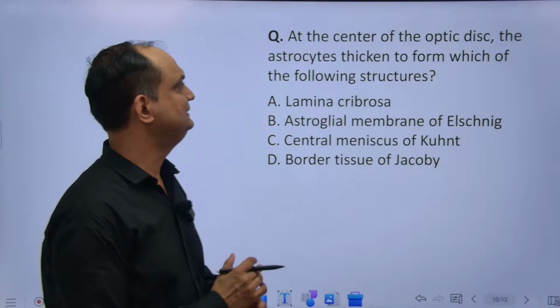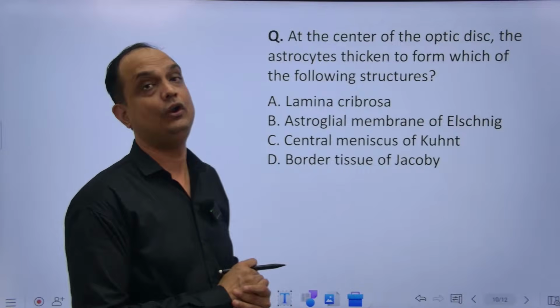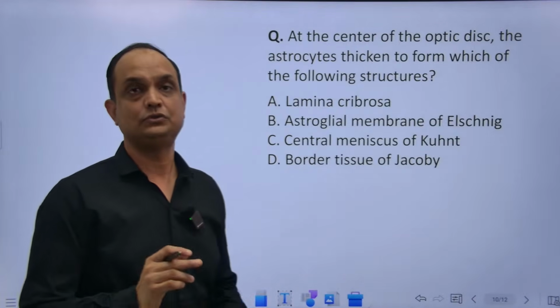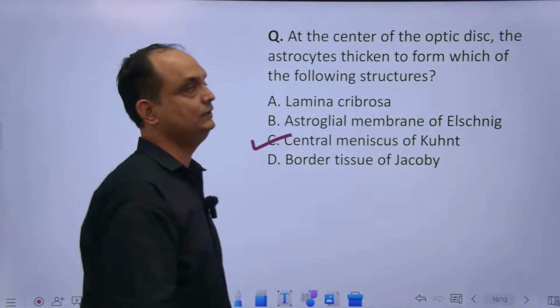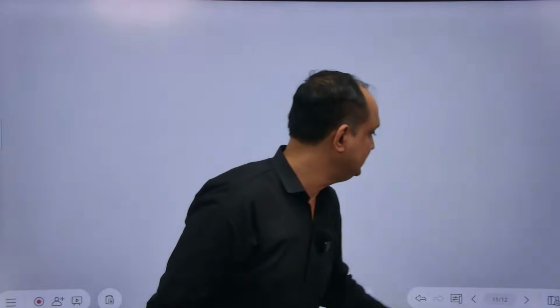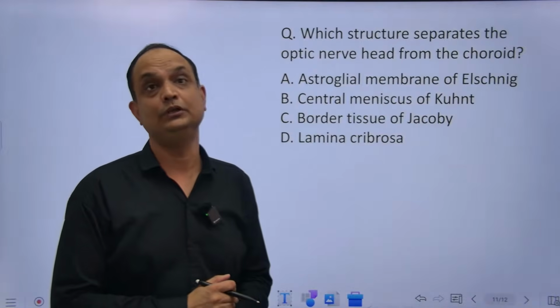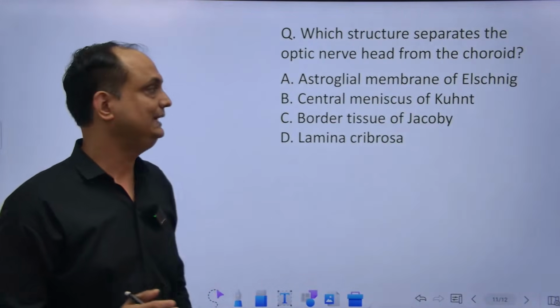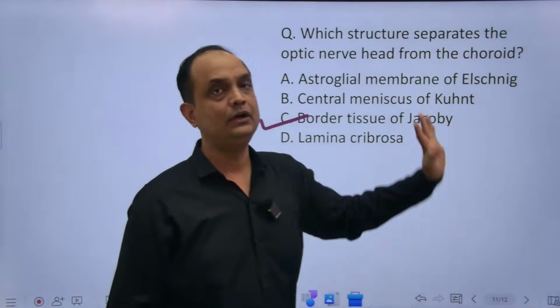For example, at the center of the optic disc, the astrocytes thicken to form which of the following structures? I just told you which is the thickest structure. The answer is the central meniscus of Kuhnt. The second question is, which structure separates the optic nerve head from the choroid? That is the border tissue of Jacoby, which separates it from the choroid.